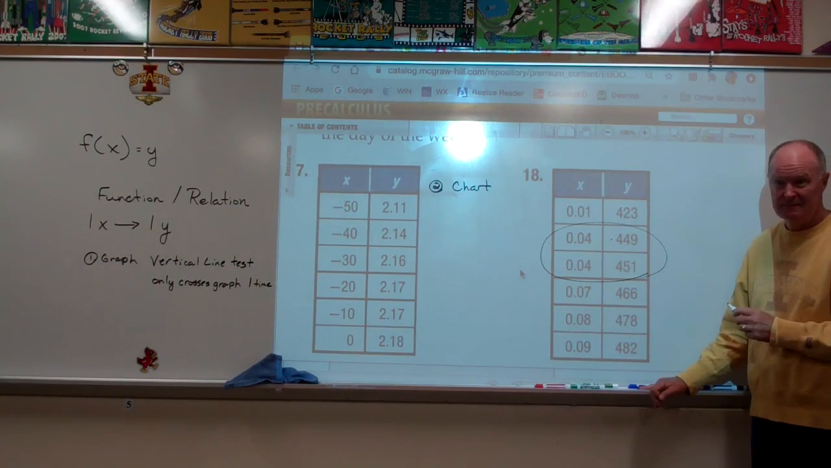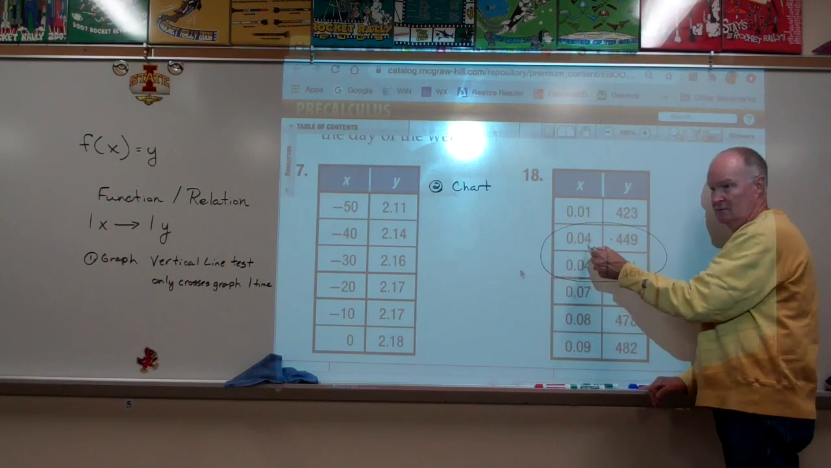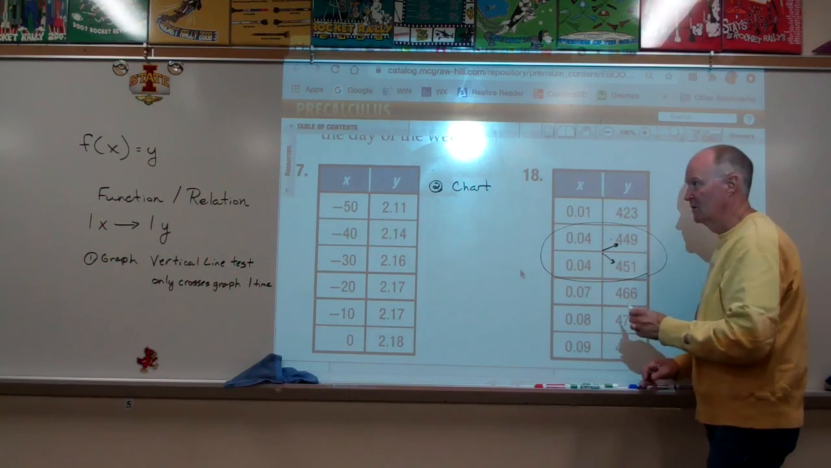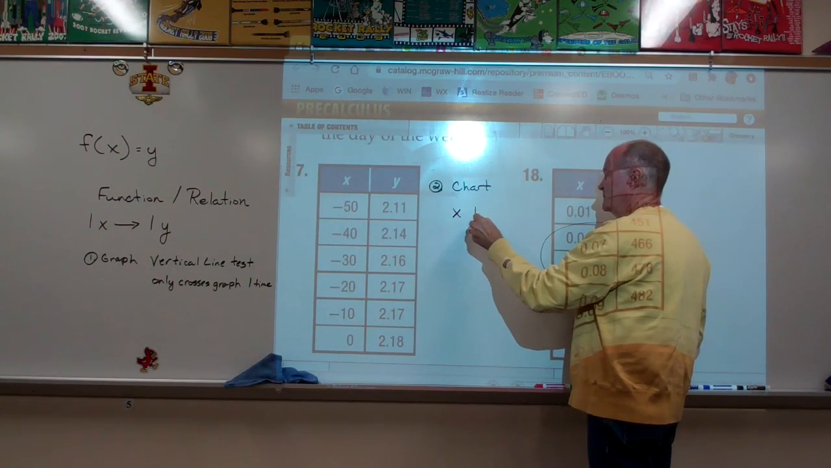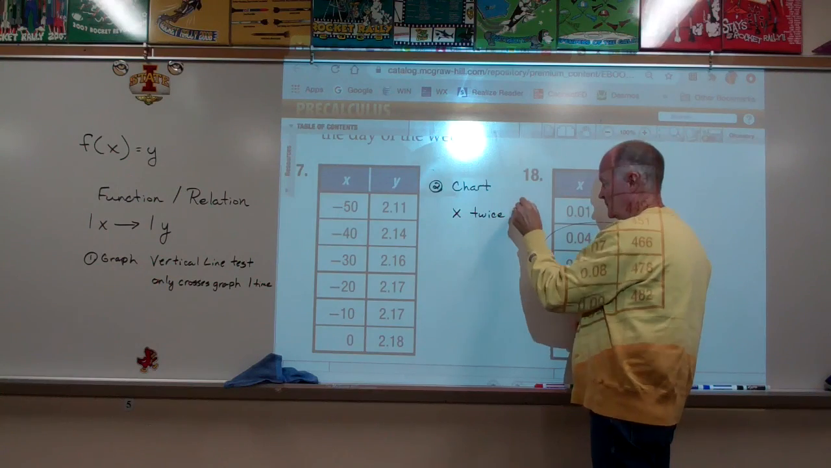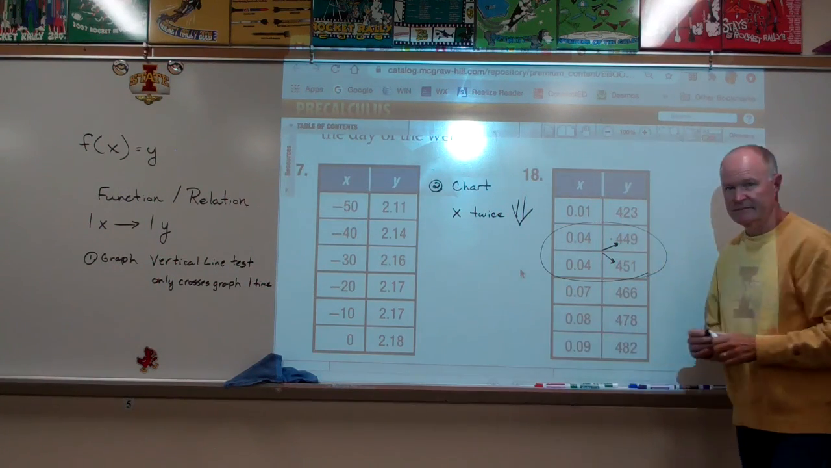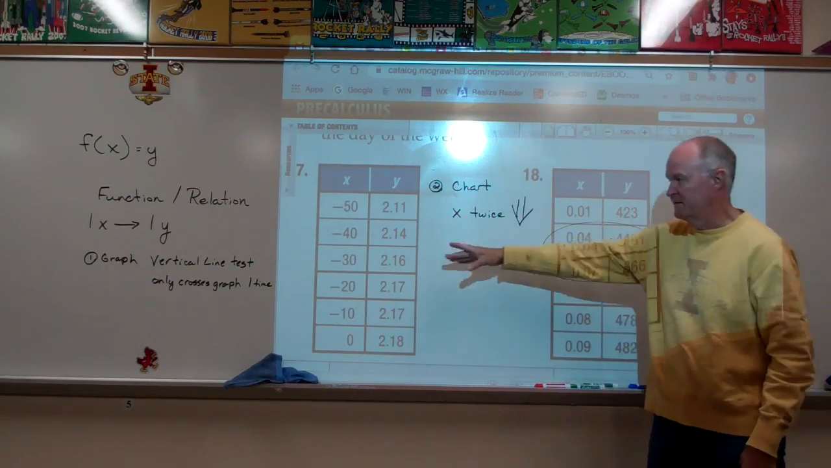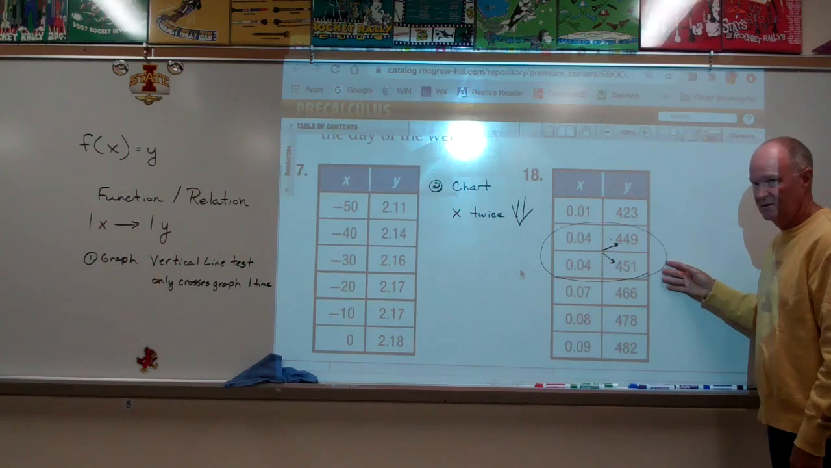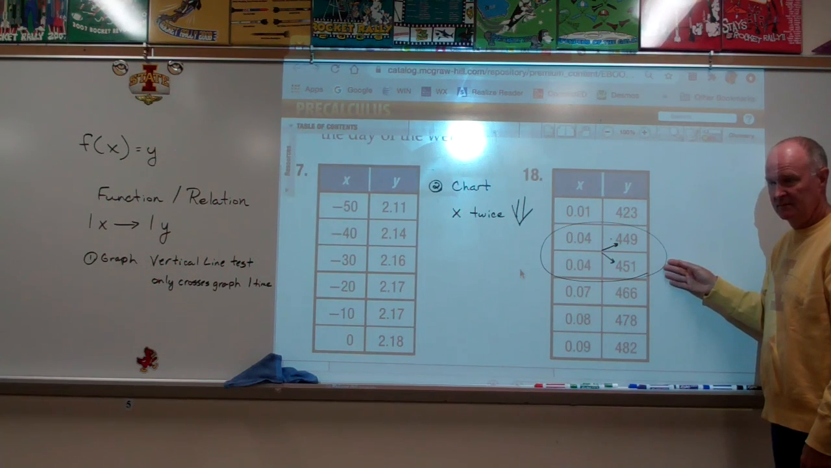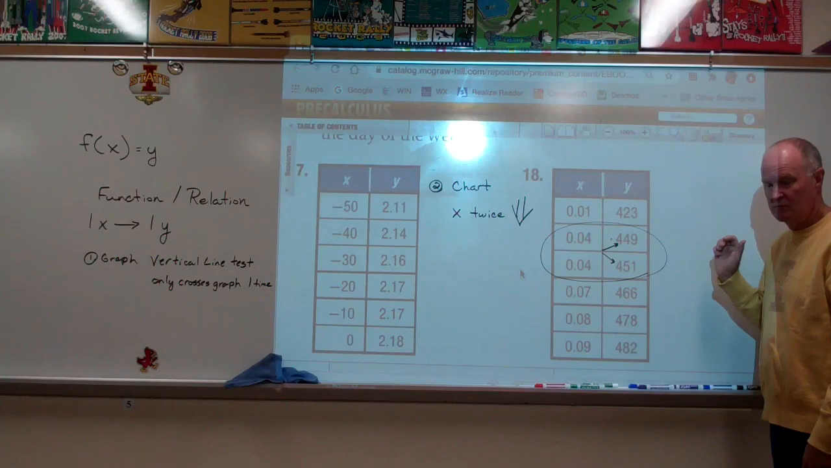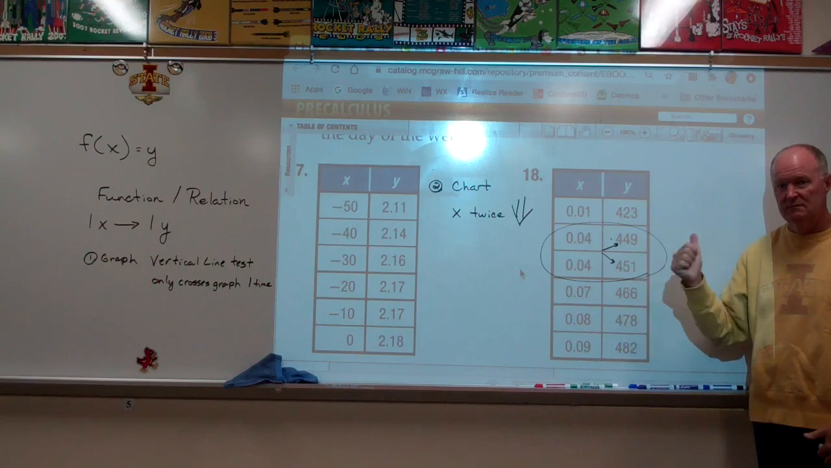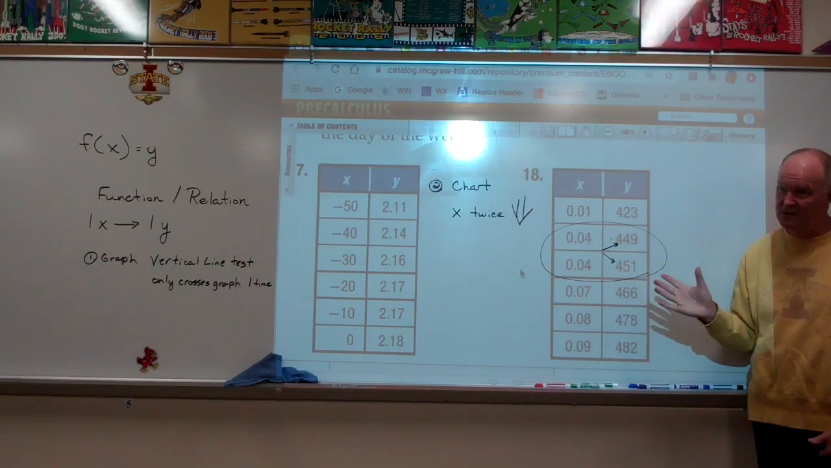So this right here, that's bad. Because I've got one x value going to two y values. So if x shows up twice, not a function. You fail. So that's what it's going to look like. 17 looks like that. 18 looks like that. There you go. That was easy. The chart's easy. Looking for two x's out of that whole thing. I don't have too many charts, so there's not a lot to do.